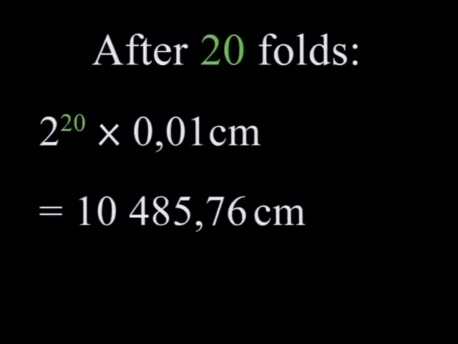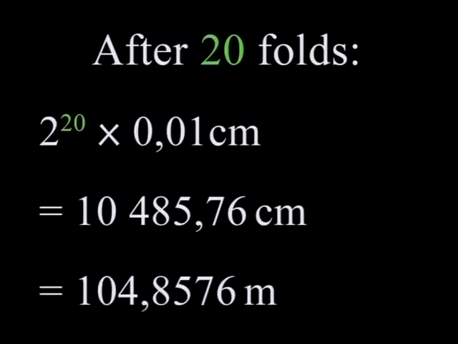Now, it has been proved that it is impossible to fold a piece of paper more than 7 times. Try it if you don't believe me. But for the rest of our example, let's imagine we can. After 20 folds, 2 to the power 20 times 0.01 centimeters will be equal to 10,485.76 centimeters, or just over 104 meters. Can you believe it? After 20 folds, the thickness will be more than 100 meters.